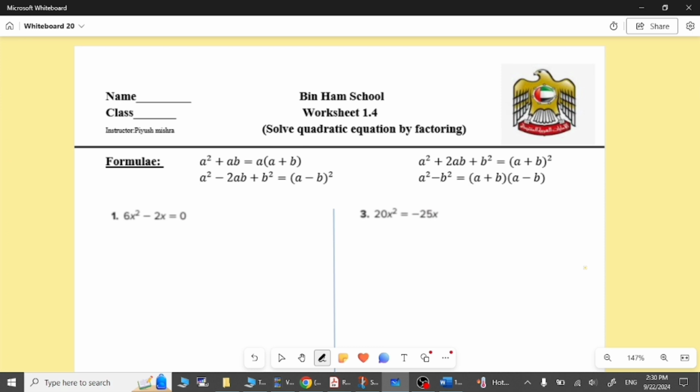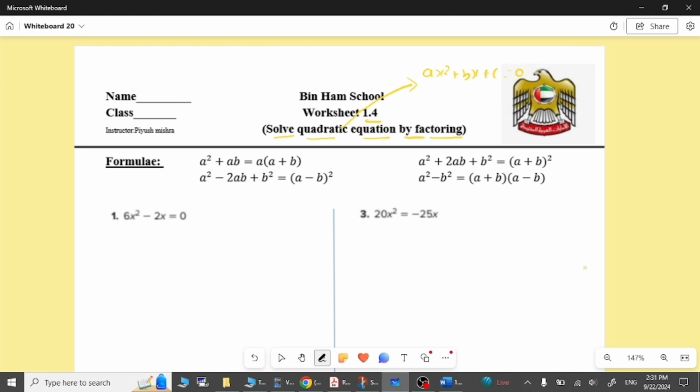So today we are going to learn chapter number 11.4. The name of the lesson is solving quadratic equation by factorizing. What is a quadratic equation? Anything which is in the form of ax square plus bx plus c is equal to 0 is known as a quadratic equation.